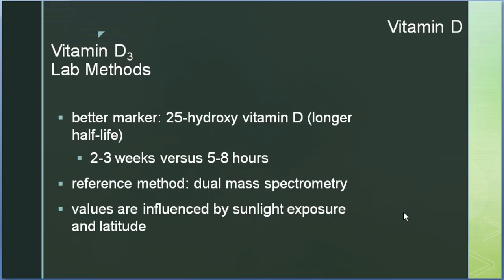We have different laboratory methods to identify our vitamin D3. However, your 25-hydroxyvitamin D or your inactive form of your vitamin D is a better marker since it has a longer half-life, around 2 to 3 weeks, versus your active form, which is only 5 to 8 hours. So the reference method that we do is your dual mass spectrometry. Still, you're following the principle of your absorbance. The values are influenced by sunlight exposure and latitude. So there are around 35 metabolites of your vitamin D2 as well as your D3. However, there are only 2 clinically important.